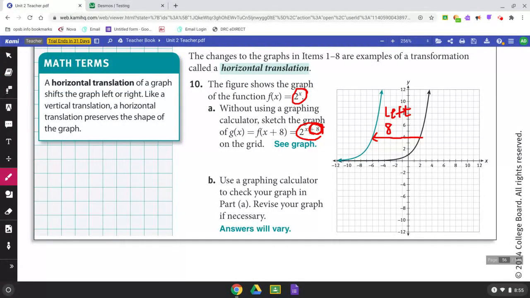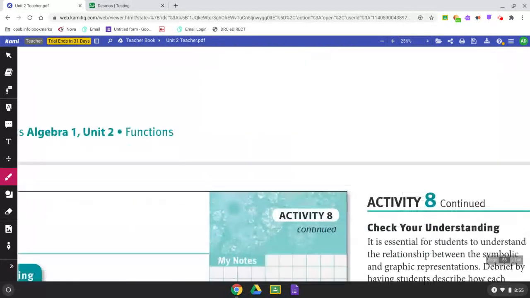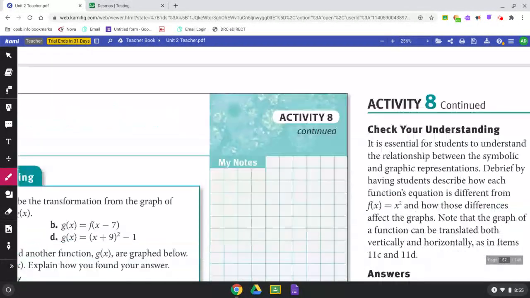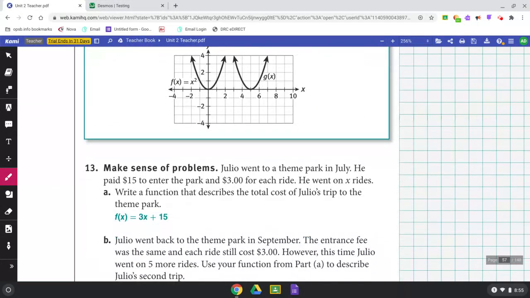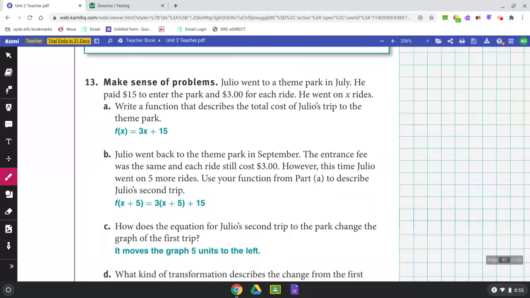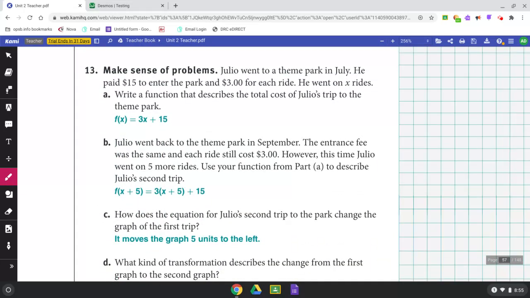All right, use a graphing calculator to check your graph. We just did. Okay, so 11 and 12 is check your understanding. I want you to pause the video and do that on your own. And then number 13 is a real world situation.